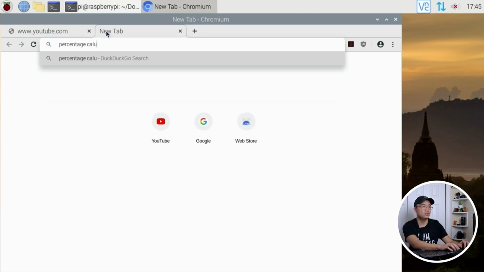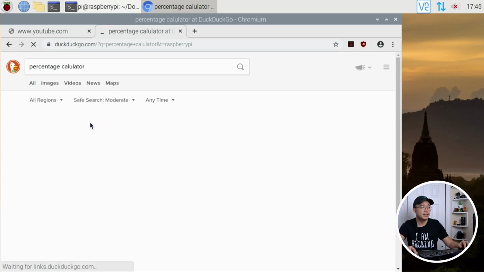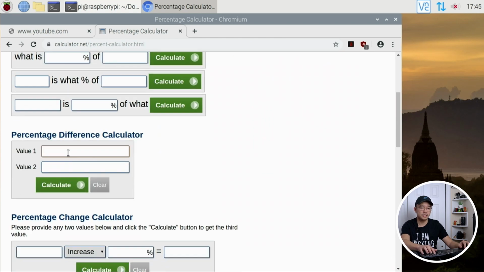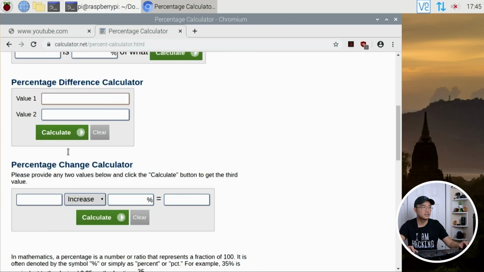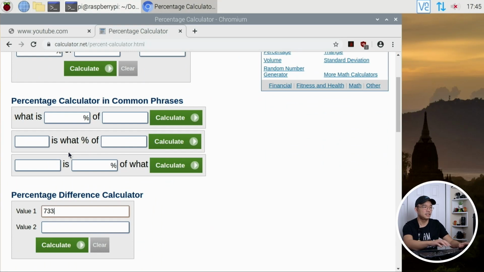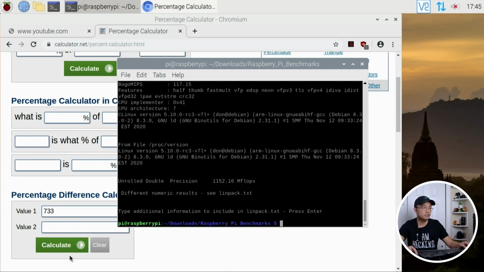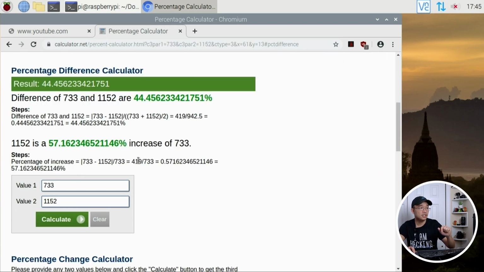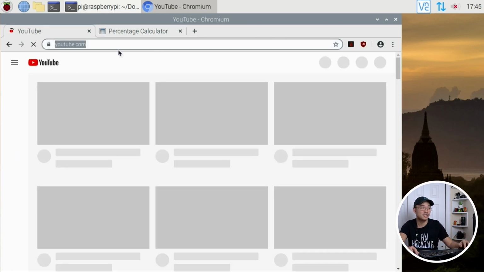percentage calculator, and let's do maybe this one, and I'll do value one, which was 733, and value two was 1152. So 1152, and if I was to calculate that, it is a difference of 44%. 44% in speed increase. That's the difference. So yeah, we went from 1.5 to 2.3, and I'm not having any issues with this.